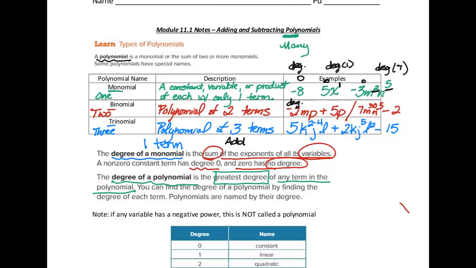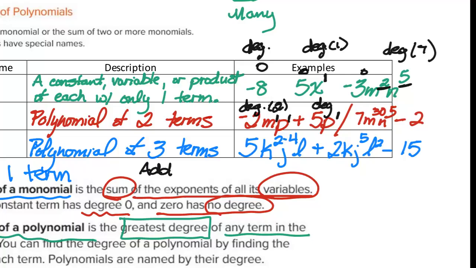What's the degree of -2mp? Nope. Don't guess. Don't look at me. Look at your notes. 2. Yes, it is 2, because that is m to the first and p to the first. You add the 1 and the 1, and that gives you 2. What is the degree of 5p? We're right here. 5p. 1.